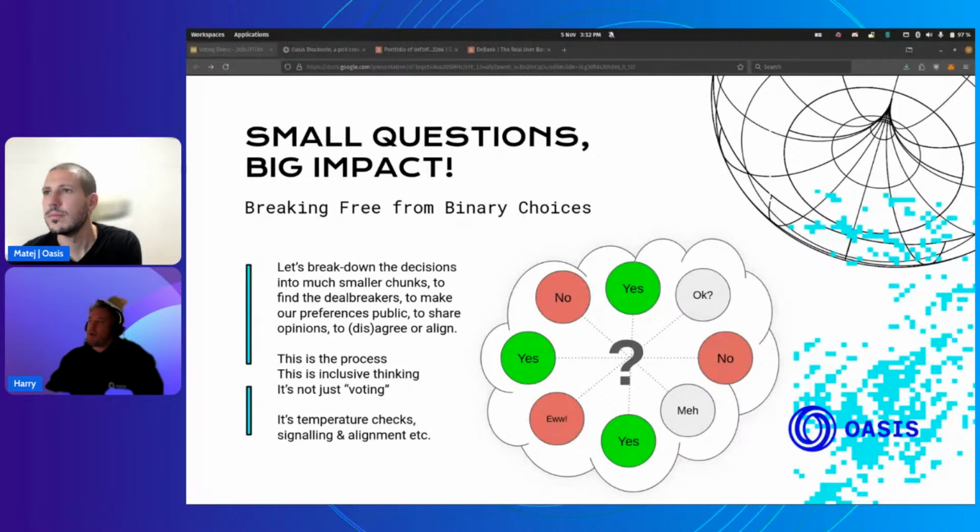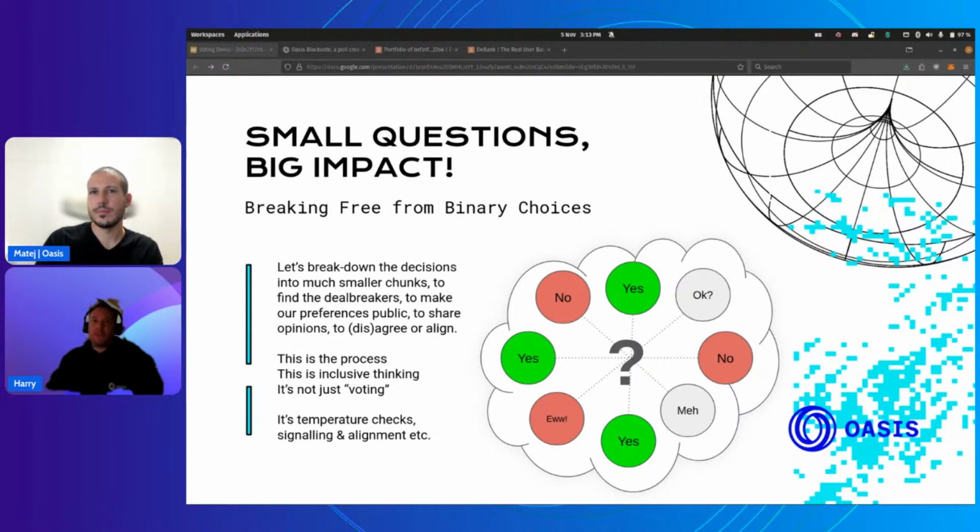So how can you truly represent the constituents, the people who delegate their votes to you, if you can't easily ask them specific questions about different aspects of upcoming proposals, what their thoughts are? It's not just about voting, right? It's the entire thinking process. It's about being more granular, thinking about temperature checks, signaling, early feedback. So by the time we get to that final binary yes or no decision, we have alignment already.